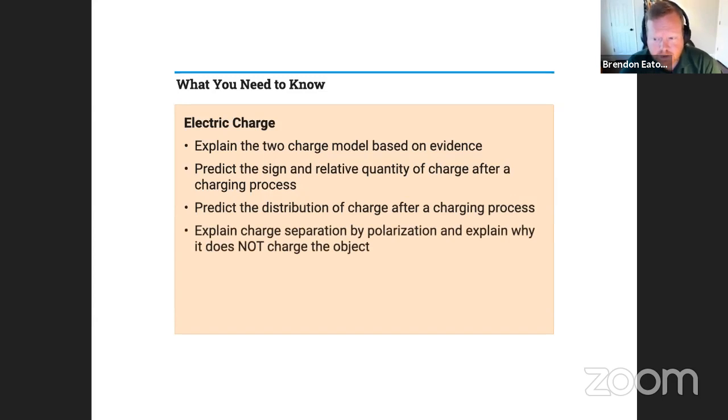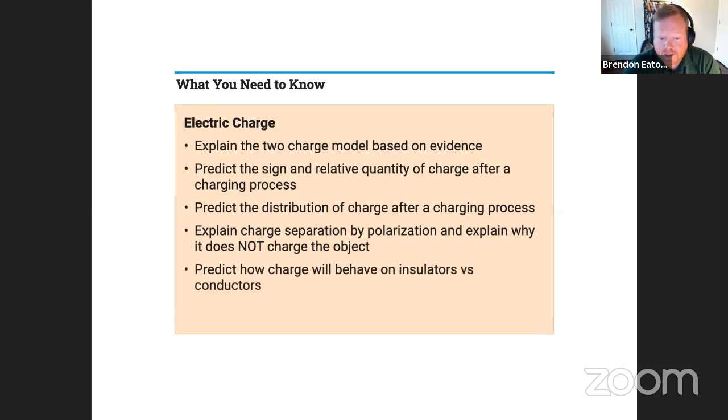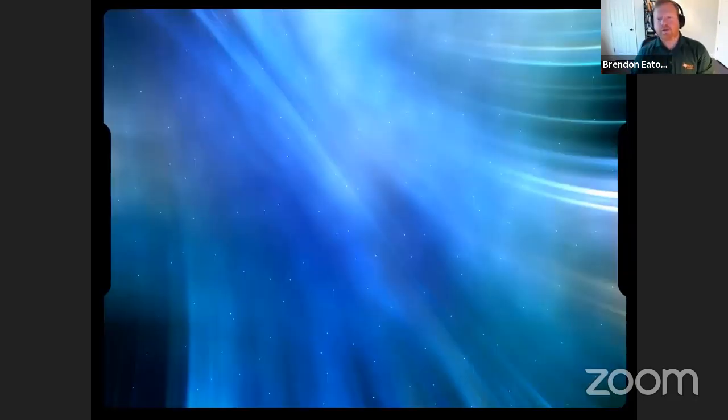You should be able to explain charge separation by polarization and explain why it does not actually charge the object. Predict how charge will behave on insulators versus conductors, and be able to draw a representation of charges on an object. So we'll start talking about electric charge first.